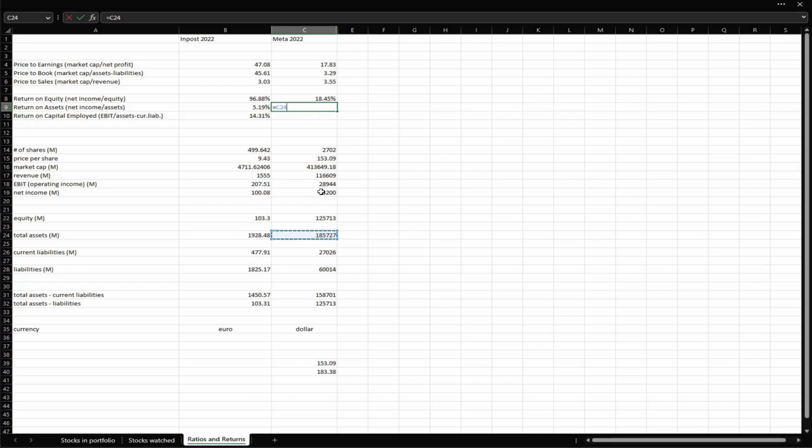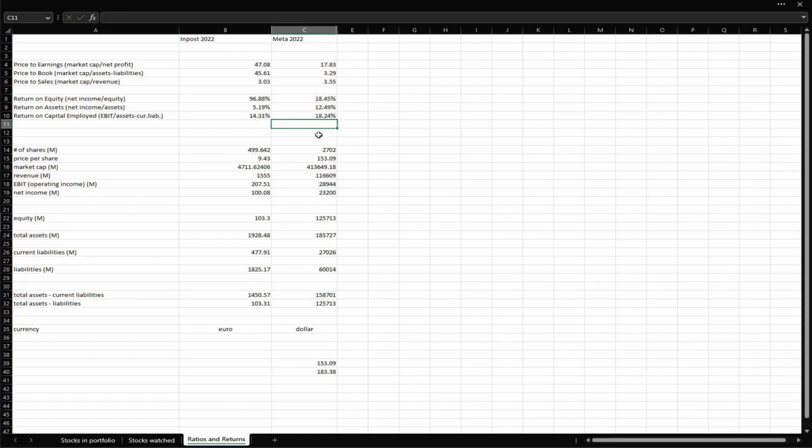Net income divided by total assets. So return on assets is 12%. Okay, that's quite good. And return on capital employed, that's operating income, so EBIT, divided by assets minus current liabilities, so this number. And that's 18%, which is fantastic.